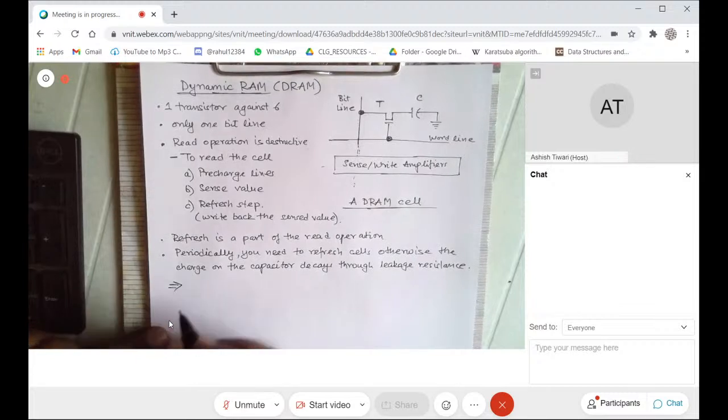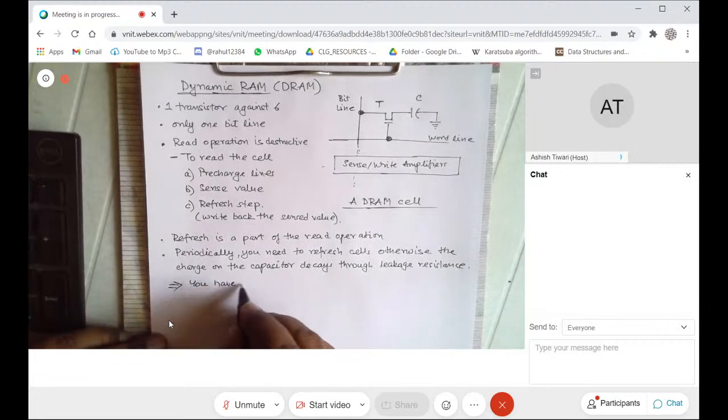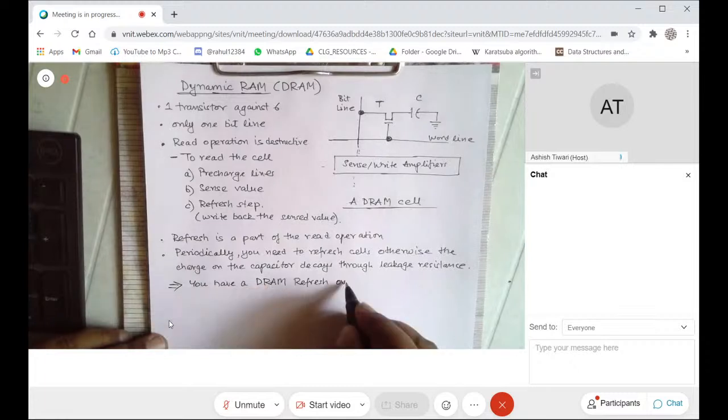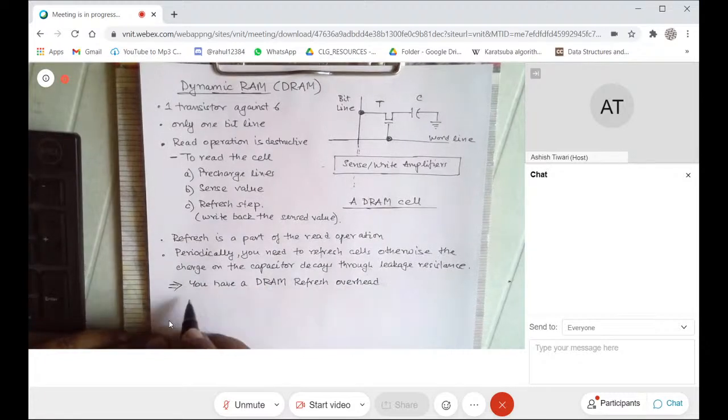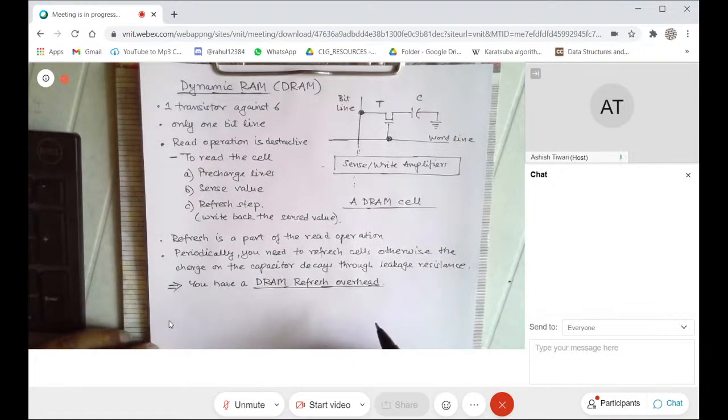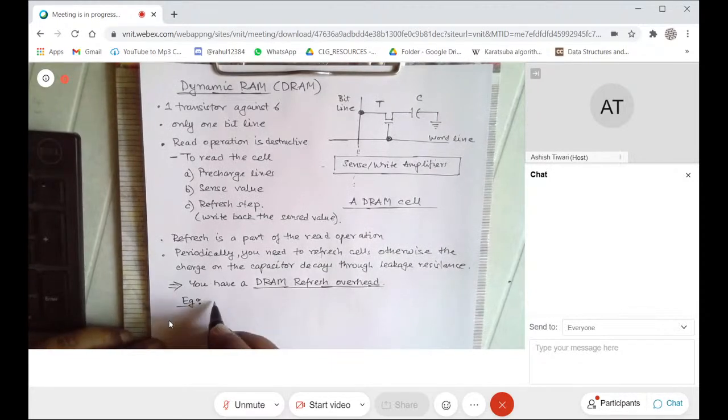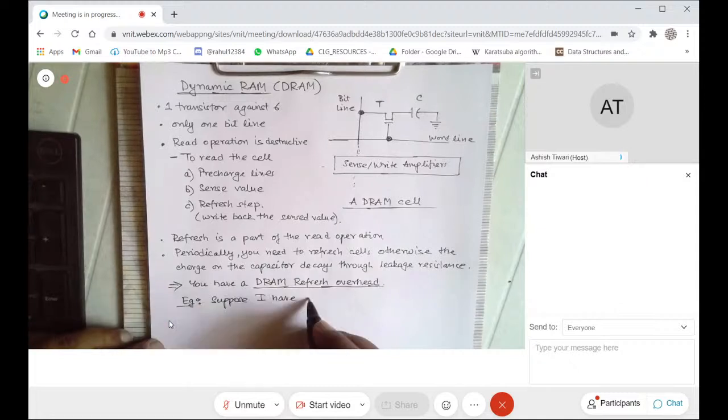So this implies that you have a DRAM refresh overhead. Right, so you have what is called a DRAM refresh overhead. Okay, so I can take an example to illustrate this point. Suppose I have a 4M cross 1 DRAM chip.